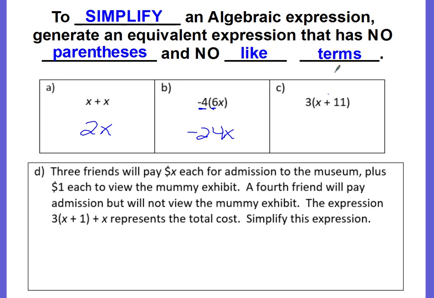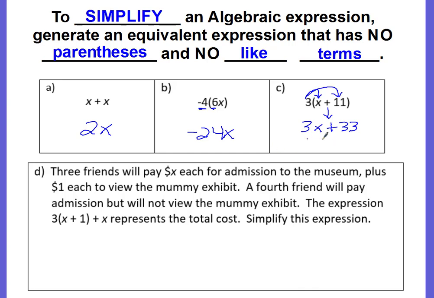Example C. We have three groups of x plus 11. So when you have groups of something like this, 3 groups of something, 2 groups of something, this is where we want to use the distributive property because we need to get rid of the parentheses. So we're going to share out the 3 to each term inside the parentheses, and that operation is multiplication. So we have 3 times x, which gives us 3x's. We bring down the operation symbol, and we're going to share the 3 with a constant. 3 times 11 is 33.